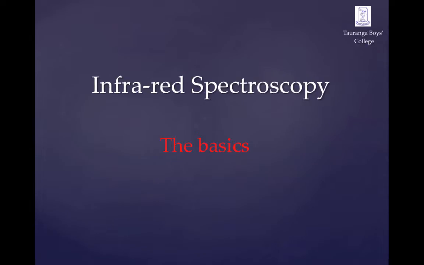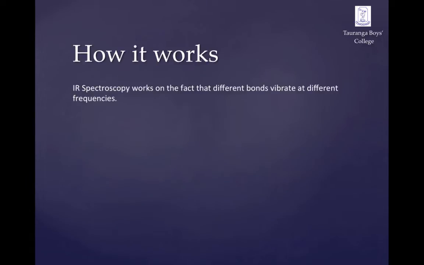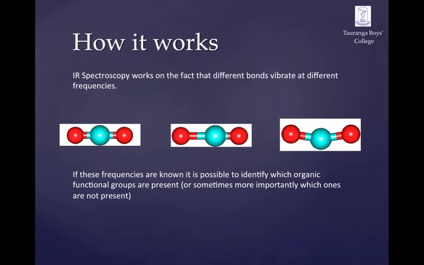Infrared spectroscopy is one of the techniques you'll need to know about for this internal. Infrared spectroscopy enables you to identify the functional groups present in an organic compound. It works on the fact that different covalent bonds stretch and bend at different frequencies. If you know the frequency, you can identify the bond.